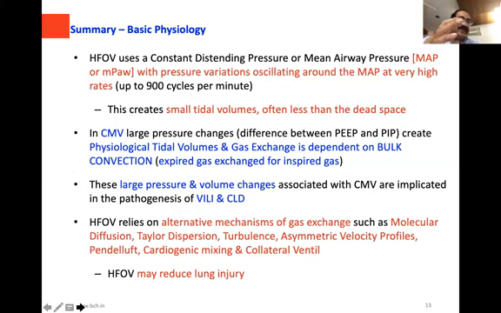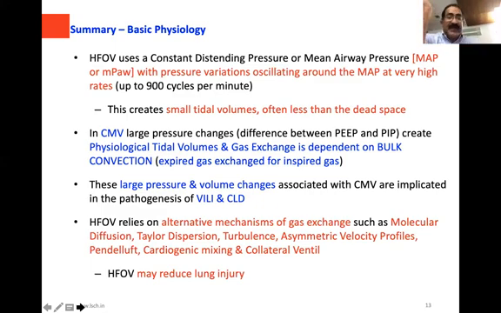The basic physiology here: HFO uses a constant distending pressure, that's the MAP or the mean airway pressure, with pressure variations oscillating around the MAP at very high rates. So this creates small tidal volumes, often less than the dead space. In CMV, you see large pressure changes. You have PIP and you have peak expiratory pressure, so the excursions are huge. There's a physiological tidal volume, and gas exchange depends more on bulk convection, because the expired air is exchanged for the inspired gas.